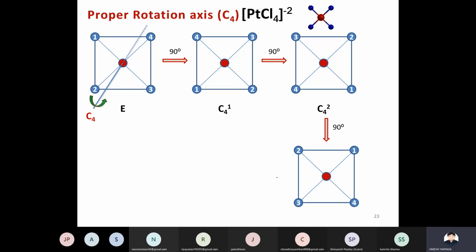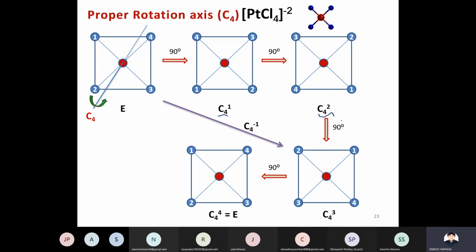So C4 raised to 3 times rotation आपने दिया है. So C4 raised to 3 is equal to, यहाँ पे 1 time दिया है rotation and यहाँ पे 2 time. See, here it is 1 time and here it is 2 time. So C4 raised to 3 is equal to C4 raised to minus 1. Good. That is clockwise rotation. And of course C4 raised to 4 is equal to E, but if you want this structure directly, then you can go for C4 raised to minus 1.